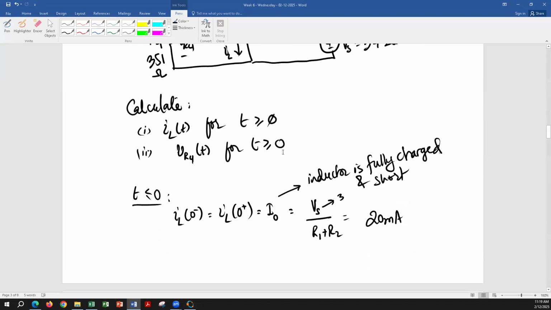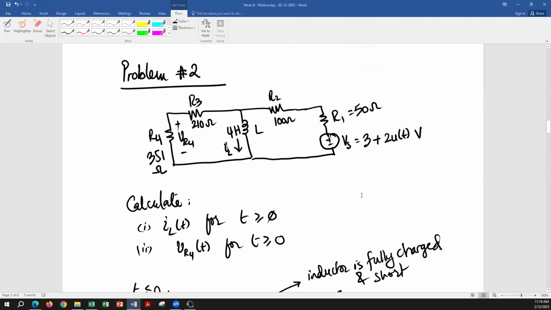Okay, so this is iL(t) for t greater than 0. Now, how are we going to calculate the voltage across R4? What do you think? If you answer incorrectly, I'm okay with that, because it's not as simple. Well, it is simple, but since you have an inductor and everything, it might not be the same answer. But if someone can tell me what you are going to do to calculate VR4.